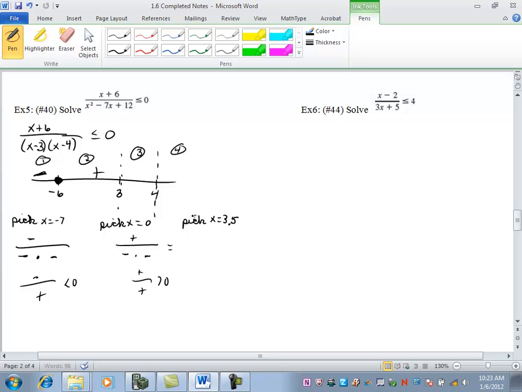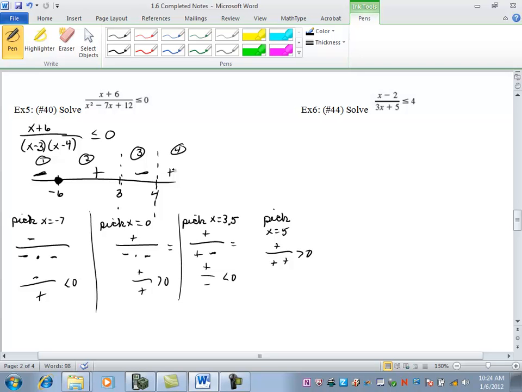See what we have here. 3.5 plus 6 is positive. 3.5 minus 3 is positive, and a negative. So this gives me a positive over a negative, which of course is negative. And then let's pick x equal 5. Well, this gives me a positive over a positive times a positive, which is greater than 0.